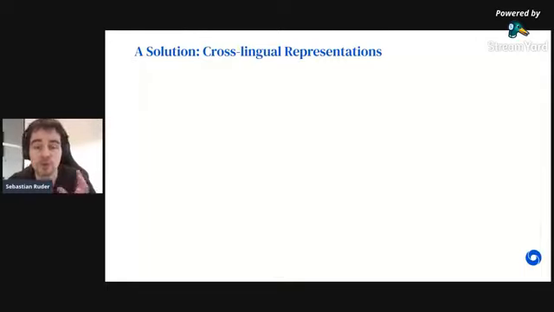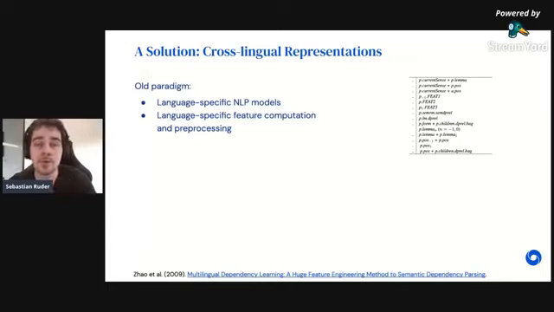And the solution or the general framework that I'll be talking about today in this talk relates to learning representations. In particular, if you've worked on NLP or maybe read classical papers from before the deep learning era, a lot of work on classical NLP focused on learning language-specific NLP models and on making a lot of pre-processing or feature computation decisions for each language separately.